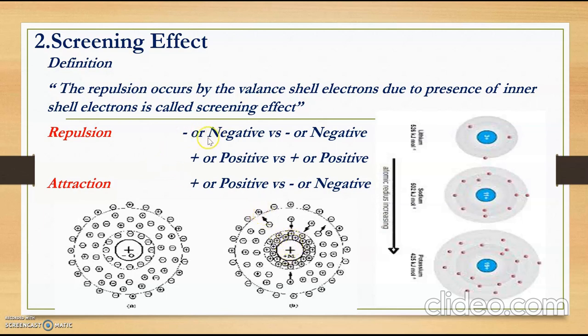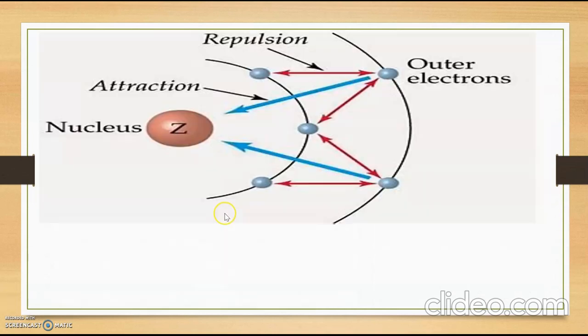You know what repulsion is: negative charge versus negative charge always repel each other. Similarly, positive versus positive always repel, but positive and negative charges attract each other. So this diagram clearly shows these are the valence shell electrons, these are the inner shell electrons, and this is the nucleus. The nucleus carries positive charge, the inner shell electrons are negative, and the outer shell electrons are also negative.